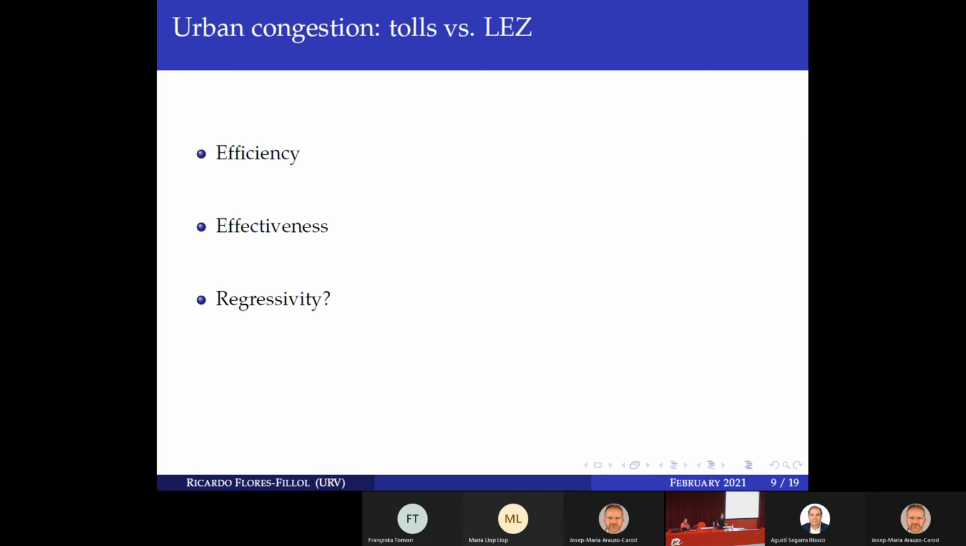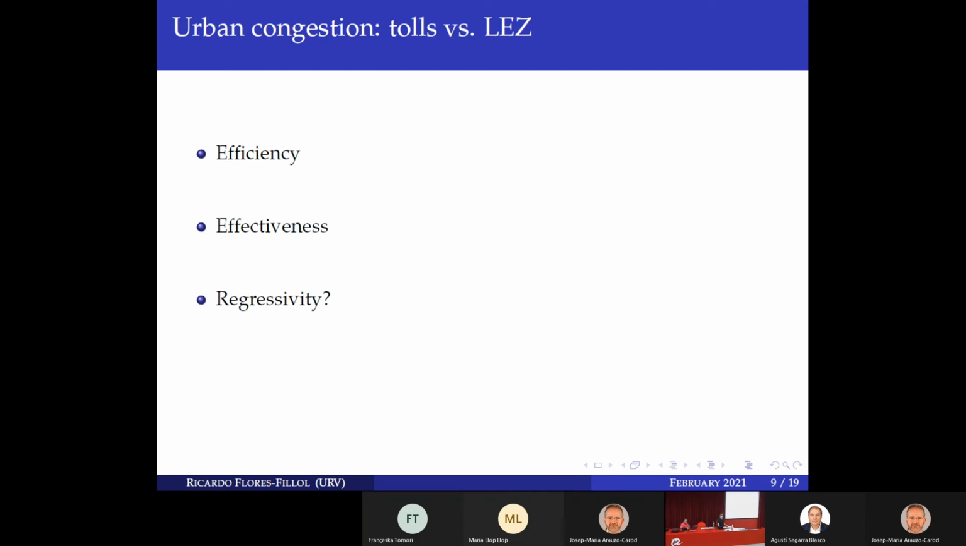Okay, and so if tolls are better than quantity restrictions, low emission zones, why don't we see more tolls? Because there are only 5 tolls in the world, 5, 6. And there are a lot of low emission zones in Europe. Now there is a new law in Spain that obliges, in 2030, I think, all urban areas with more than 50,000 inhabitants to implement a low emission zone. So low emission zones are becoming the standard, especially in Europe, and there are no tolls.